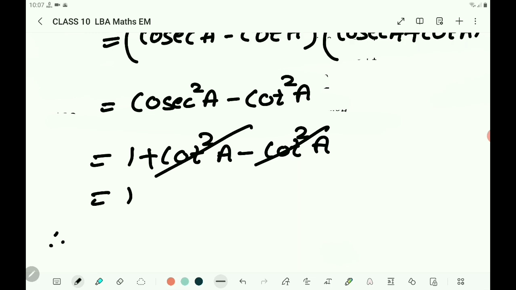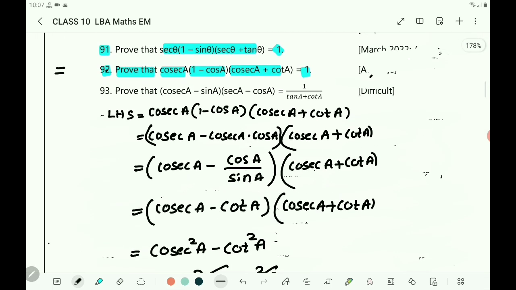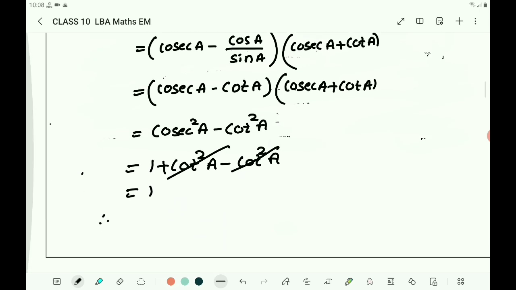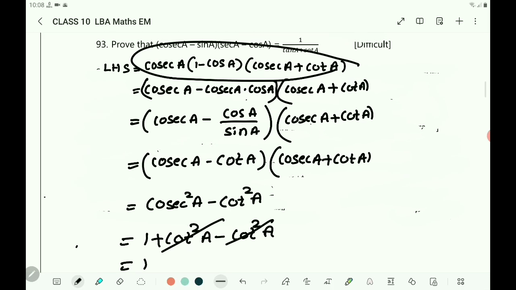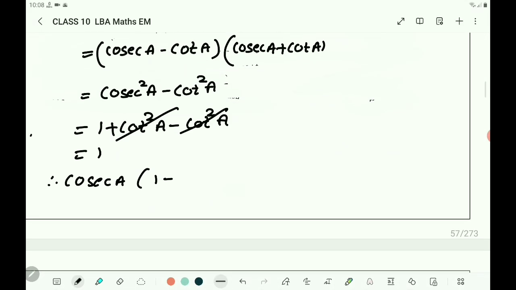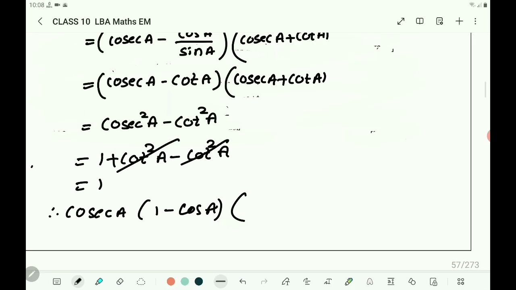Therefore, let us write cosec A into 1 minus cos A into cosec A plus cot A is equal to 1.